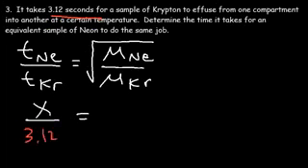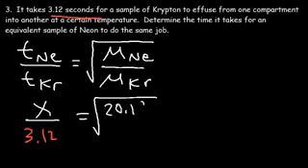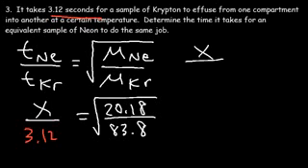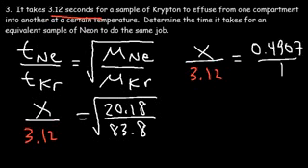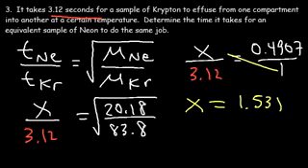And we're looking for X, which is the time it takes for neon to get the job done. Now the molar mass of neon, according to the periodic table, is about 20.18. And for krypton, it's 83.8. So first, let's divide 20.18 by 83.8, and you should get 0.2408. And now let's take the square root of that number. So you should get 0.4907. So X divided by 3.12 is equal to 0.4907 over 1. And let's go ahead and cross multiply. 1 times X is X, and 0.4907 times 3.12 is 1.531. So this is the time it takes for neon to do the same job.